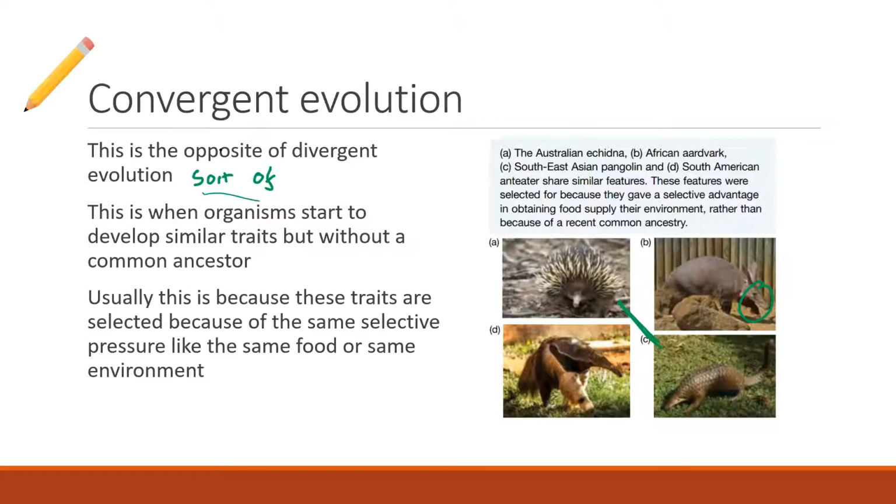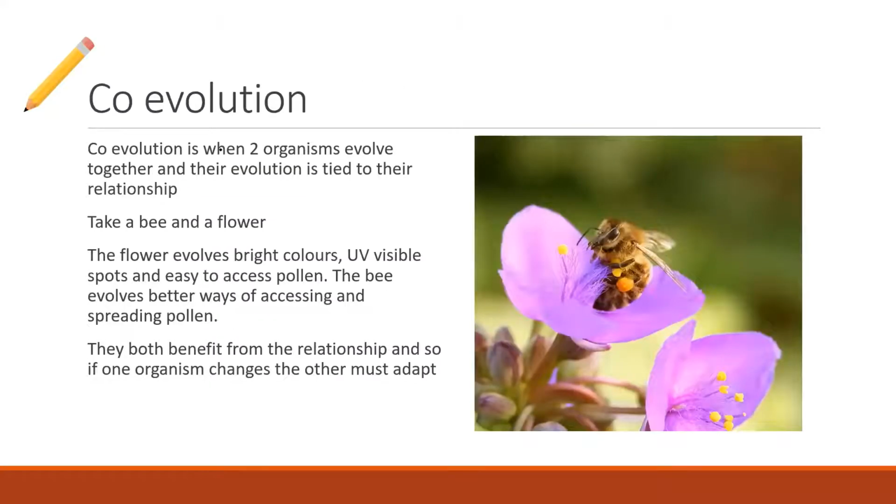I'm going to change the slide now. We've got 2 slides left. The next slide is to talk about another type of evolution, which is not divergent or convergent. It's called coevolution. Now, coevolution is an interesting one. This is when 2 organisms evolve together and their evolution is tied to their relationship. This is really important here. So one example is a bee and a flower.